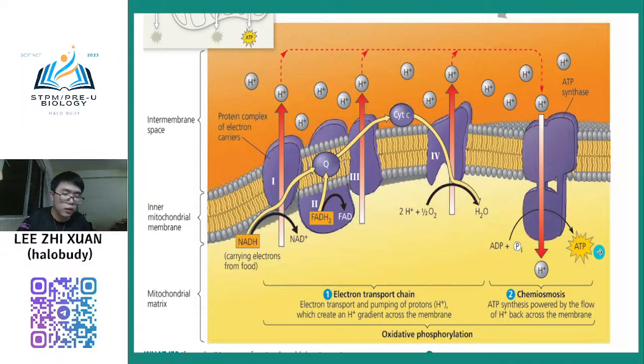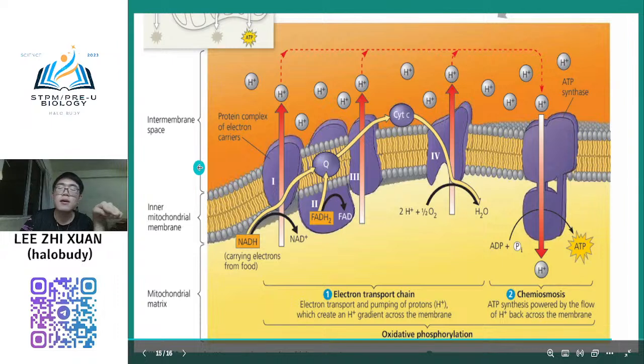So actually, the final result, the final objective in electron in ETC is to produce ATP only. Senang je. Kami nak ATP je. Tapi proses dia sangat kompleks. Kami dah produce ATP, proses dia semua ni memang sangat kompleks.